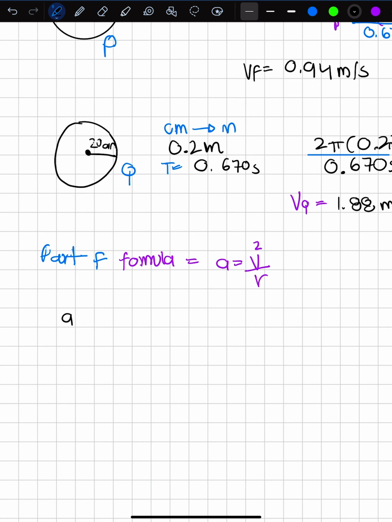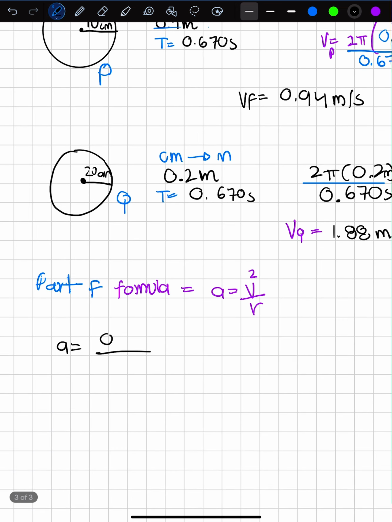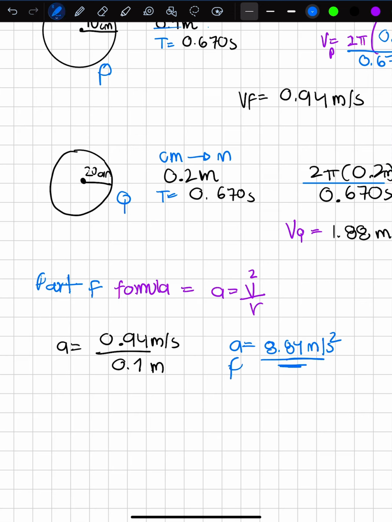So I'm going to put the velocity for P, which was 0.94 meters per second, squared. And then under it we have a radius, which they gave to us in the last question. And when we do this in our calculator, we're going to get 8.84 meters per second squared. And this is the centripetal acceleration for point P.